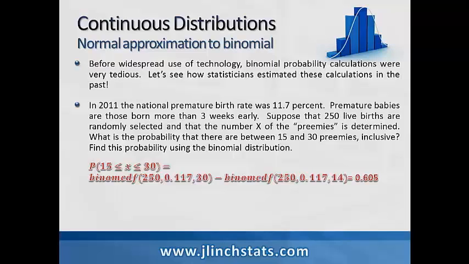which is going to give us the probability that X could be anything from 0 up to 30 inclusively, and then we're going to subtract the binomial CDF of 250, 0.117, 14. We're taking off 0 through 14 so we can get the probability that X is between 15 and 30. And that binomial probability, if we calculate it, is 0.605.